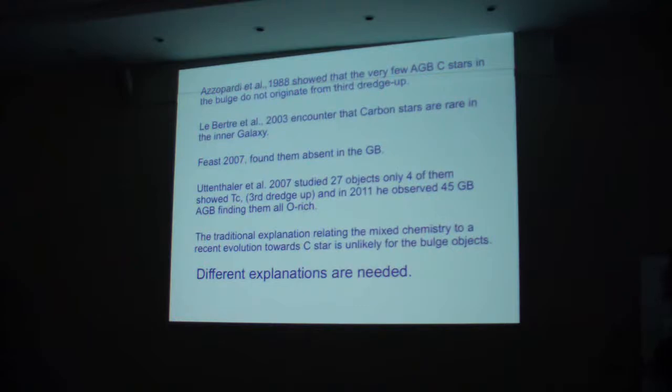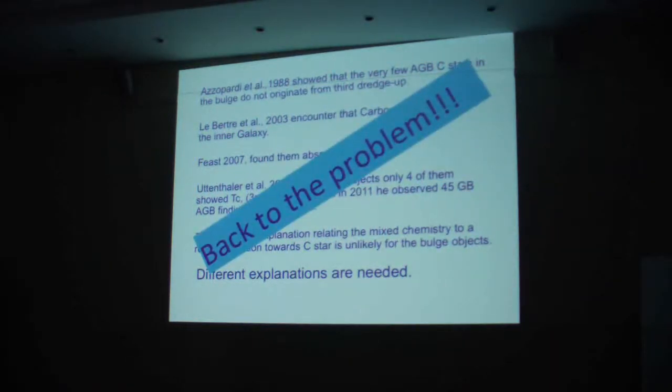We also know that in the galactic bulge there are pretty much no carbon stars. It's a very old component of the galaxy, and they're very, very rare. They're almost absent. There have been a few studies that found technetium, so they say that at least in some of them, some third dredge-up is happening. But then there's another study where they find no carbon AGBs. So we think that we need a better explanation, at least for these stars that are not going to become carbon-rich, so you're not going to have this ejection of carbon to create the PAHs, but you do observe the PAHs. So then, we're back to the problem.